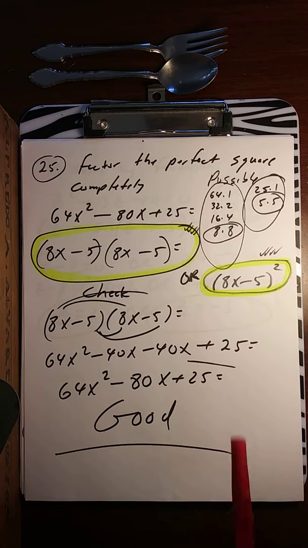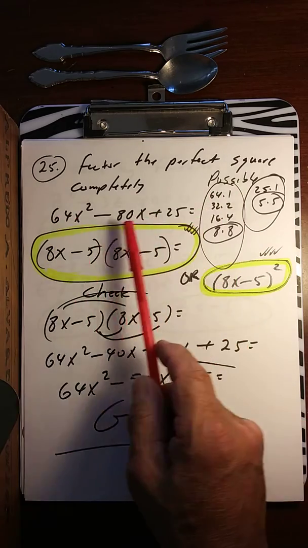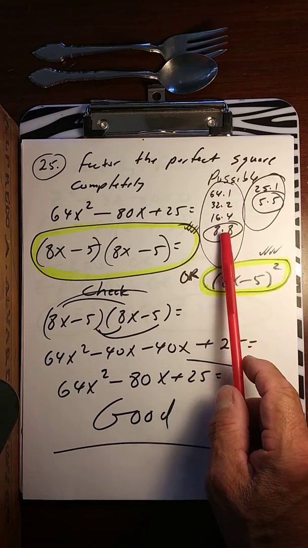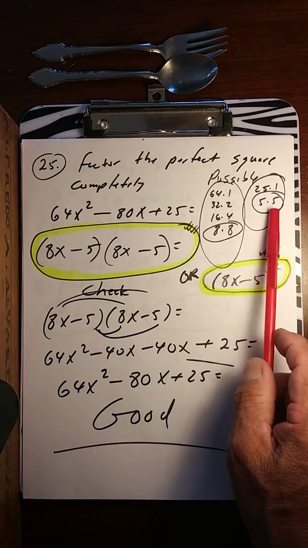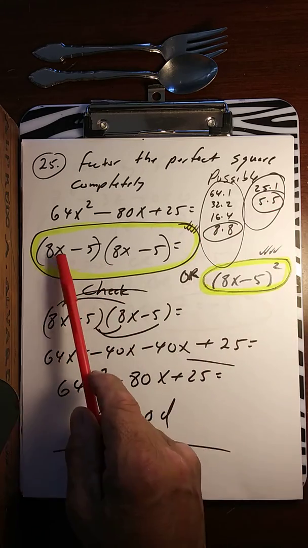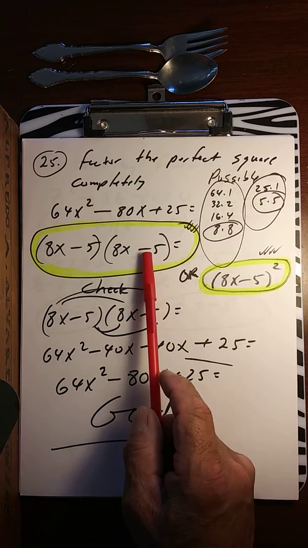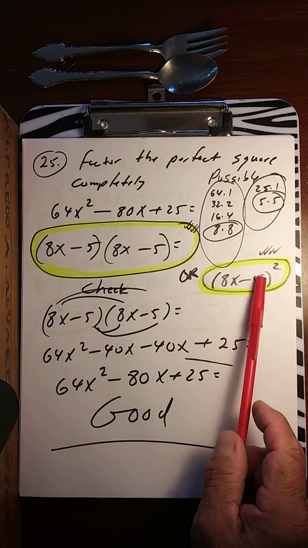Factor the perfect square. So possible answers for 64 are all these possible numbers, and for 25 all these. We're going to try 8 and 5. 8x minus 5, 8x minus 5, maybe. That's what we're thinking. Or 8x minus 5 squared.